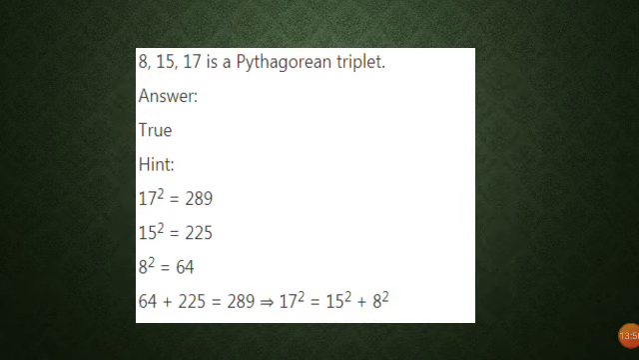So Pythagorean triplet. 8, 15, 17 is a Pythagorean triplet. It is true. 17 square equal to 289, 15 square equal to 225, 8 square is equal to 64. So left hand side and right hand side are equal. That is called a Pythagorean triplet.